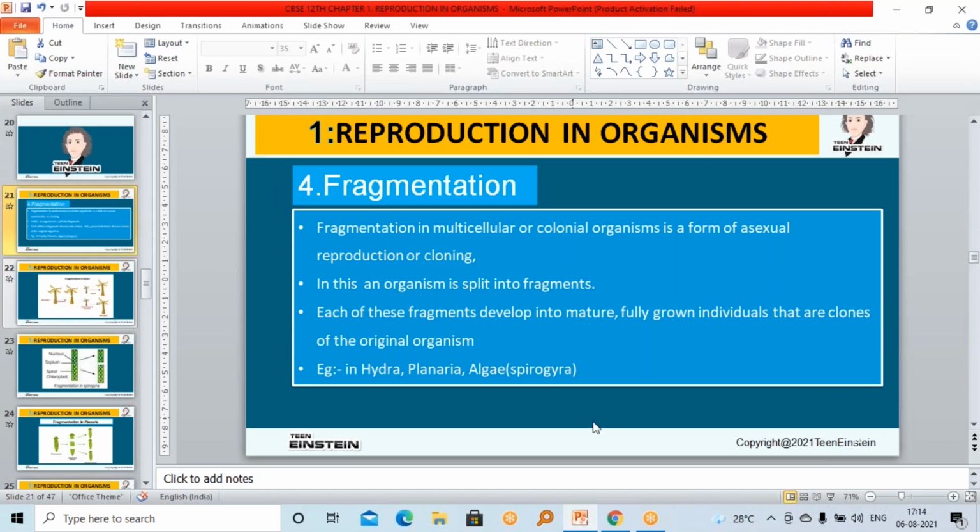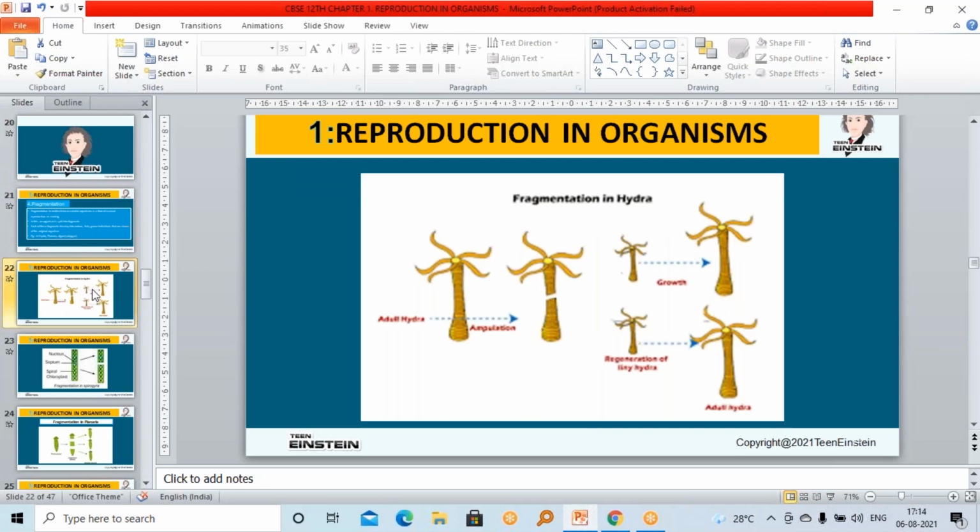For example, Hydra, Planaria, and among algae, Spirogyra. These are all examples of fragmentation. Fragmentation means the organism will split into fragments and each fragment will develop into a complete individual. That is called fragmentation. Which are the examples for fragmentation? Hydra and Planaria. Among algae, Spirogyra.